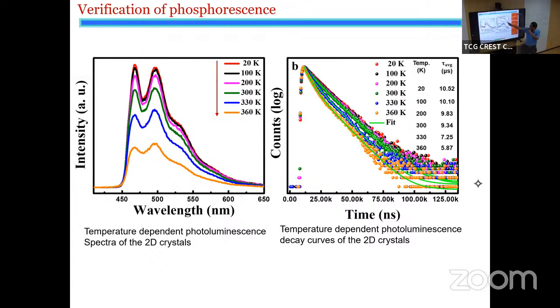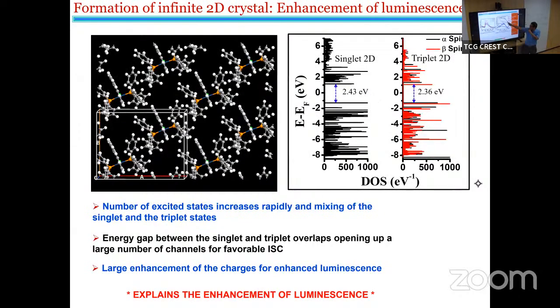That means it is from the same state of origin. Furthermore, we took the radiative decay curves at different temperatures. Within this temperature range of 20K to 360K, we can see the decay is of the same order, right? It's not changing a lot. It's from 5 to 10 microseconds. That means it originated from the same triplet state, excluding the possibility of delayed fluorescence.